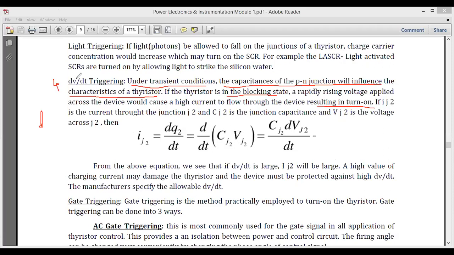As we see dV by dt, we may also have a di by dt. Whenever there is a high amount of current or a high amount of voltage flowing through that particular junction, then it will make your SCR turn on.